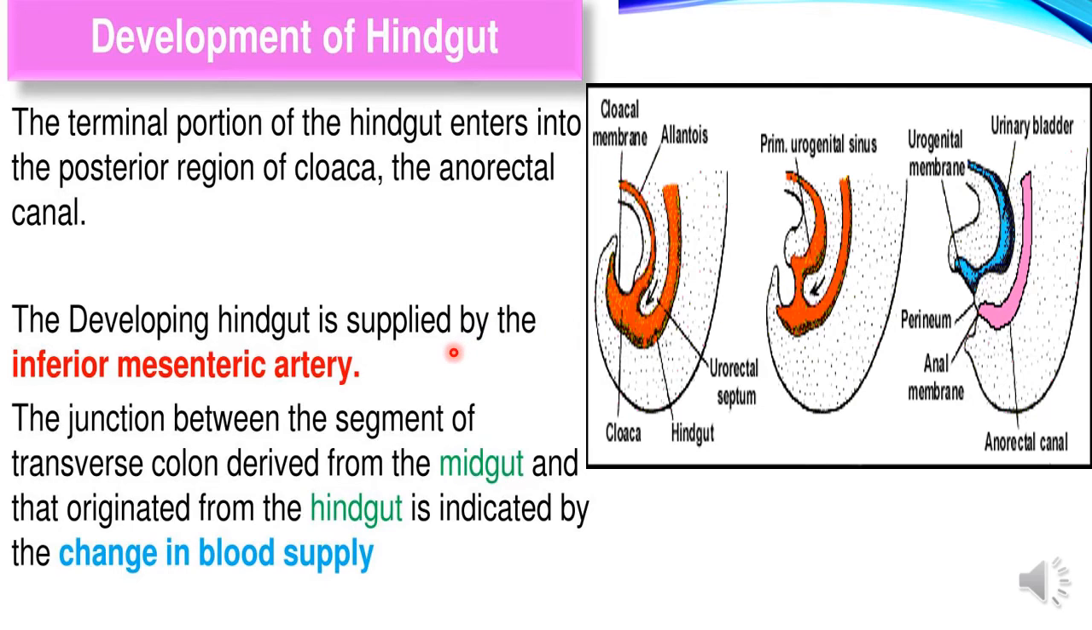The blood supply, we said that it's through the inferior mesenteric artery. So the junction between the segment of the transverse colon derived from the midgut, which is the proximal two-thirds, and the part that originated from the hindgut, which is the distal one-third, is indicated by the change in the blood supply.